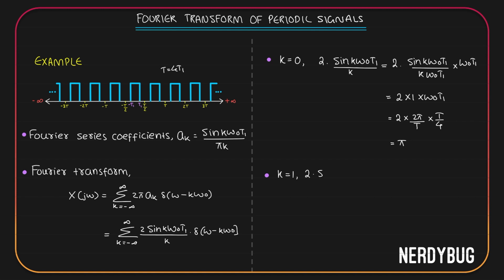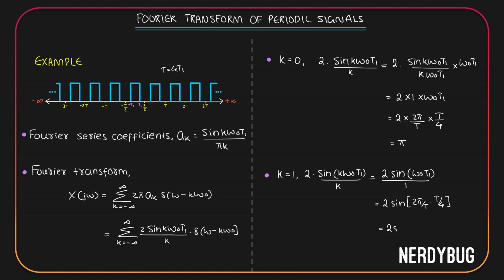We will get 2 sin(kω₀T₁) divided by k. So this becomes 2 sin(ω₀T₁) divided by k, where k is 1. So we have 2 sin of ω₀, which is 2π by T, multiplied by T₁, which is T by 4. T and T can be cancelled. 2 and 4 can be cancelled. We get sin(π/2), which is 1.